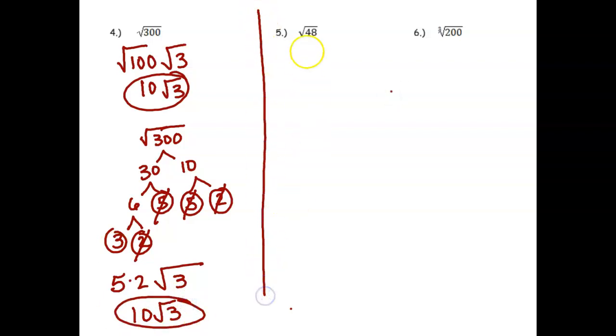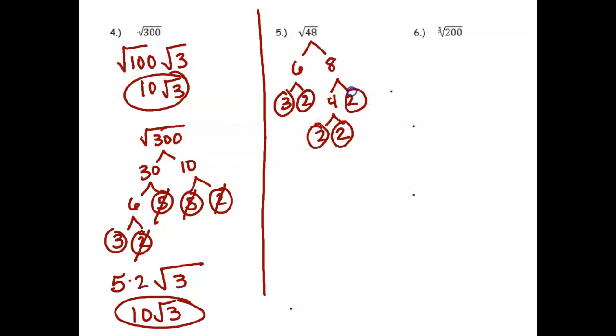So 48, let's do the prime factorization on this one. 6 and 8. We've got 3 and 2, 4 and 2, 2 and 2. I know I'm going kind of fast, but you'll get faster at it. So there's my prime factors. And if you're somebody that writes really big or messy, I highly recommend using lined paper. My index here is 2, so I'm looking for my pairs. I've got one pair of 2s that gets pulled out. There's another pair of 2s that gets pulled out. And what's left over is the 3, so I end up with 4 radical 3.